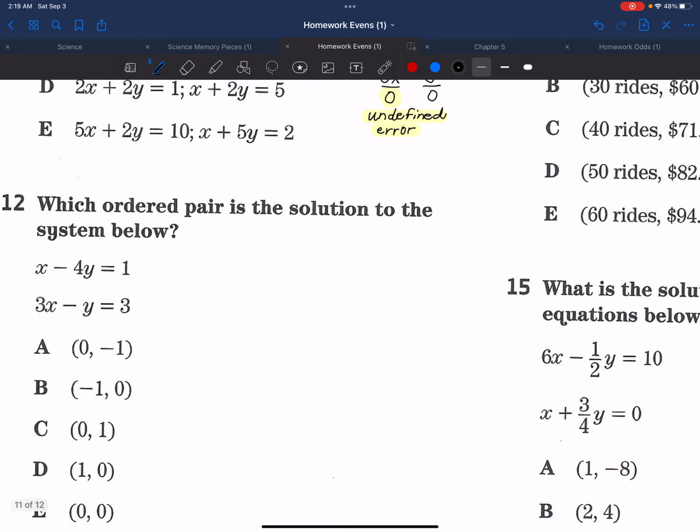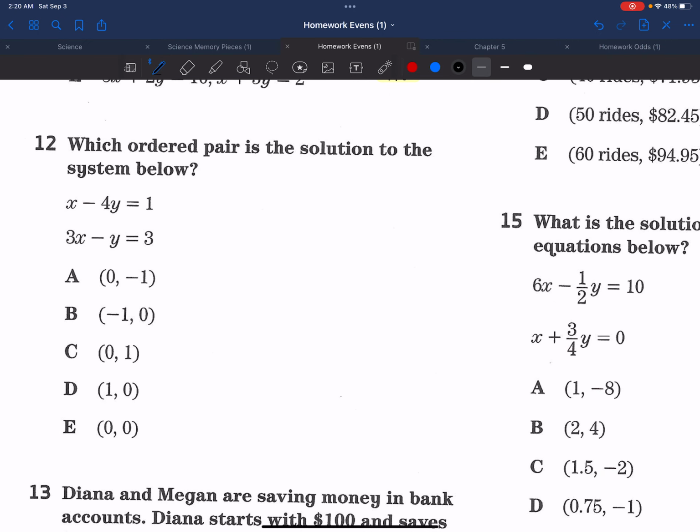All right, number 12. This is more what I'm looking for. Which ordered pair is the solution to the system below? So we have x minus 4y equals 1. We have 3x minus y equals 3. And I think I'll just solve the bottom equation. It's handy.